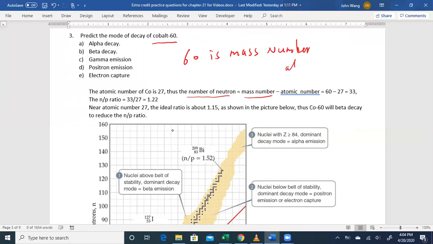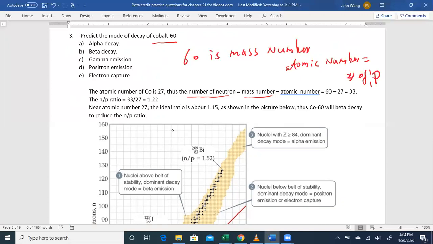Those are just some names. Atomic number equals number of protons. So you can write 1 and 1 for proton. Therefore, take the 60, which is the mass number, minus the atomic number. You have to use a periodic table to find out the atomic number for cobalt, which is 27. Therefore, you find out for this given nucleus of cobalt 60, the number of neutrons is 33.